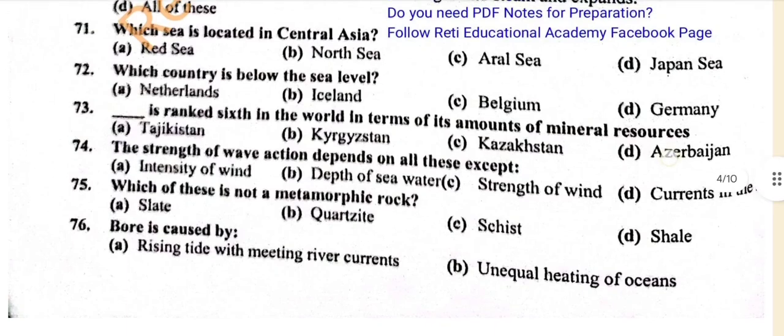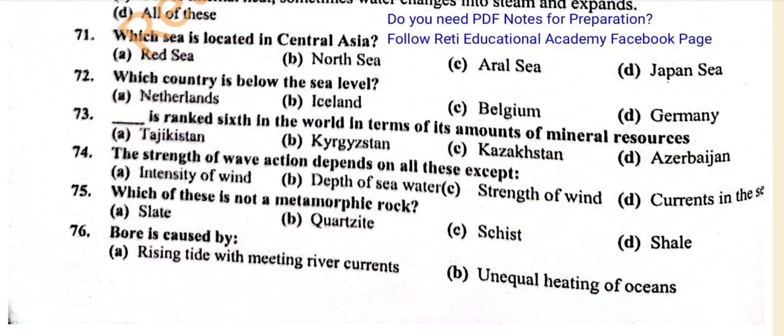Question number 72. Which country is below the sea level? A. Netherlands, B. Iceland, C. Belgium, D. Germany. And the correct answer is A. Netherlands.